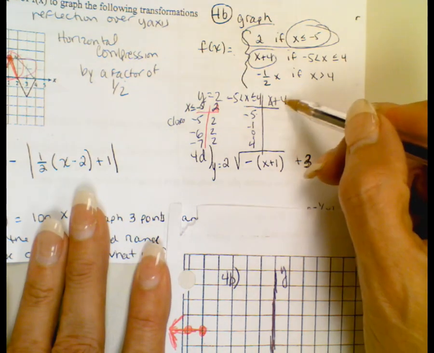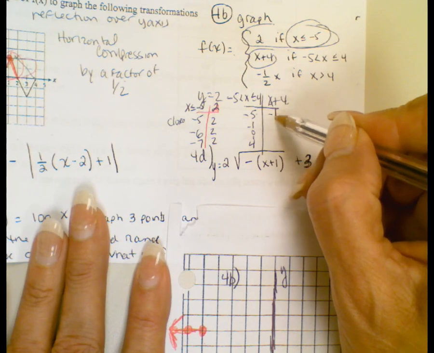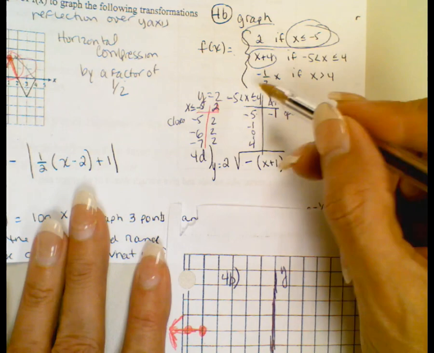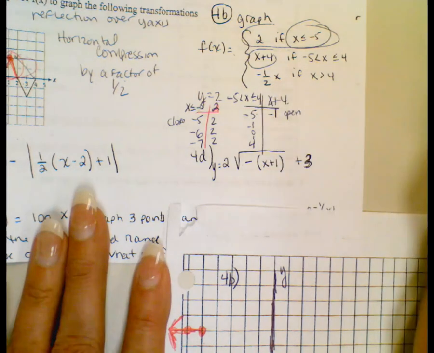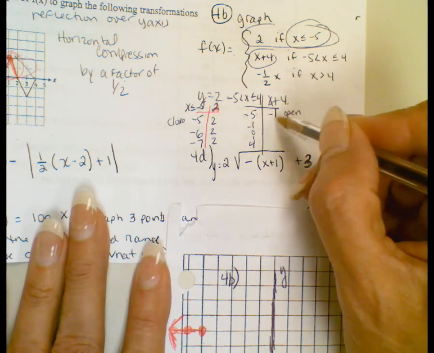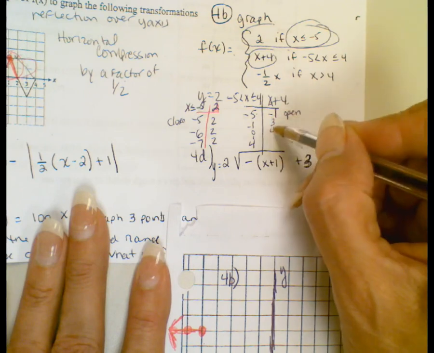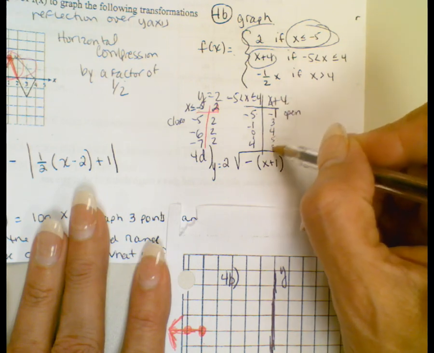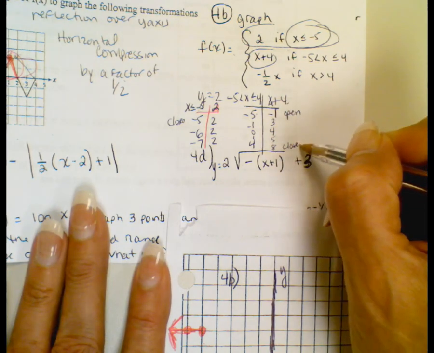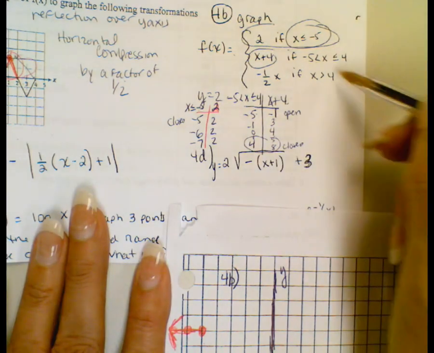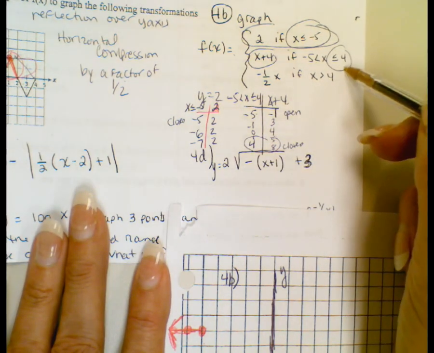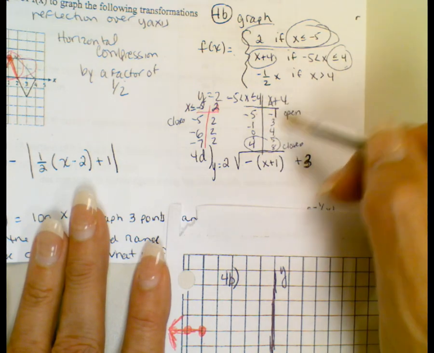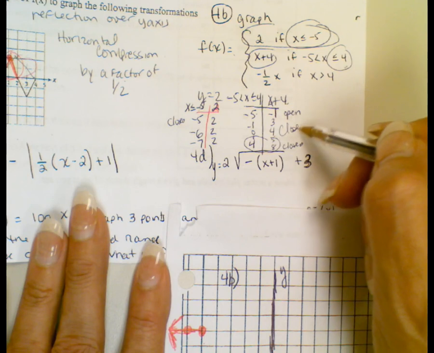So -5 plus 4 is -1. This is open circle because it says just greater than -5. -1 plus 4 is 3. 0 plus 4 is 4. 1 plus 4 is 5. Now 4 plus 4 is 8. That's the last one. And that's going to be a closed circle, 4 and 8, because it says less than or equal to 4. So the 4/8 is going to be closed. The -1 is open, and everything in between is closed. Everything in the middle is closed.